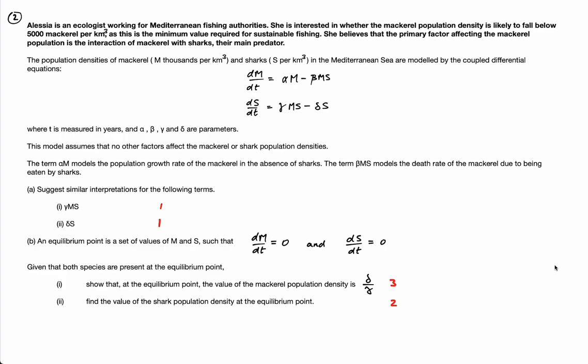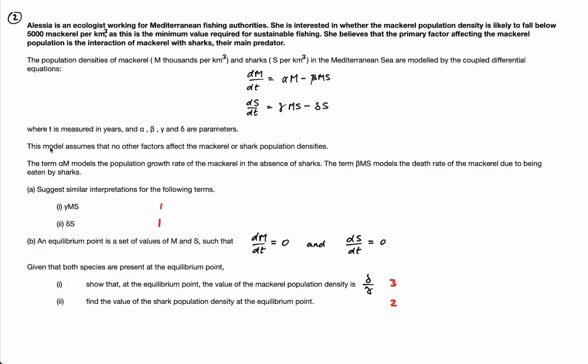Okay guys, question 2. I won't read all this out, but essentially this is the predator-prey model. There's mackerel, fish, and the sharks are eating the fish, and the more they eat, the more sharks there are, but the more sharks there are, the less fish there are, so the sharks start to die. You should be familiar with the predator-prey model. Anyway, this is the rate of change of the number of mackerel, and this is the rate of change of the number of sharks.